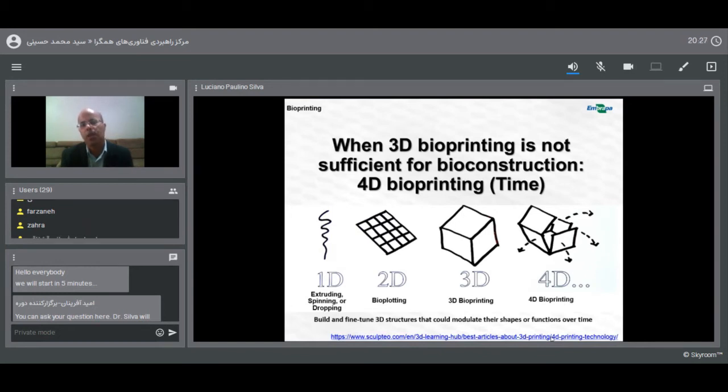In this way, if we want to understand the process overall, we have the so-called 1D fabrication related to extruding, spinning, or dropping processes, the 2D biofabrication related to the so-called bioplotting on a surface only, the 3D bioprinting, where we have a three-dimensional object to be produced, and also the 4D bioprinting, where time is very important to build the fine-tuned 3D structures that could also modulate their shapes or functions over time.